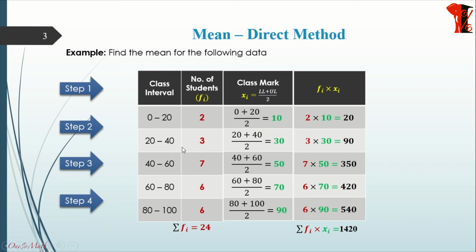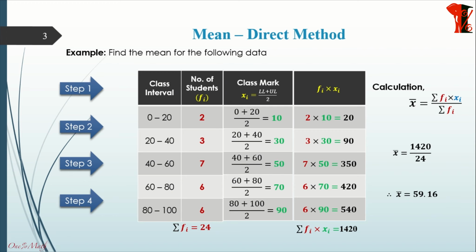Now we are going to use the fourth step, which is using a formula. This is the formula: X bar, that means mean, equals sigma fi xi divided by sigma fi. Already we have got sigma fi xi as 1420 and sigma fi is 24. So we write it as it is. Then you can divide it, either by calculation or by direct division. Both are fine. So the mean we got here is 59.16.